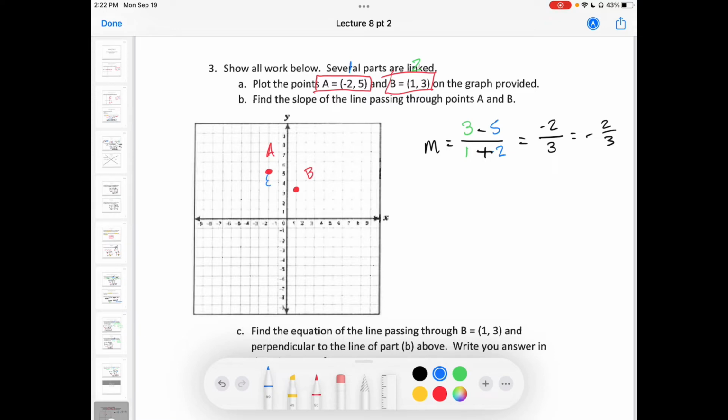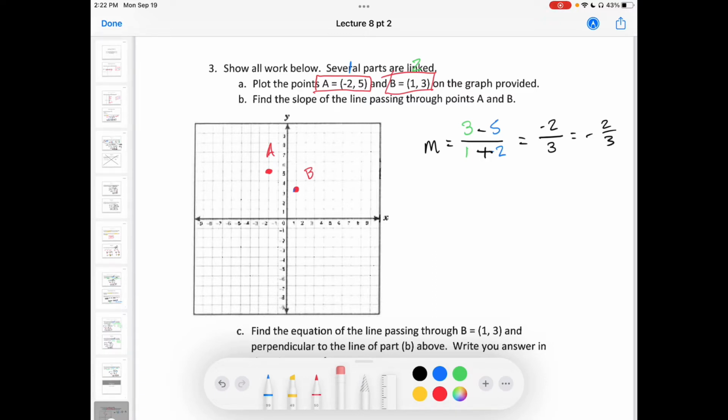You can also obviously count. So I go down 2, which would be a negative 2, and then I can go to the right 3, which would give me a positive 3. So again, I have negative 2 over a positive 3, which also gives me negative 2/3. So part A and part B are nothing that I feel are too difficult for you guys to do. Should hopefully be some easy points.